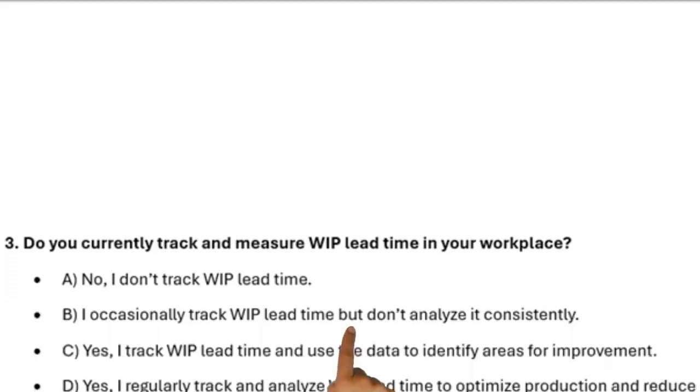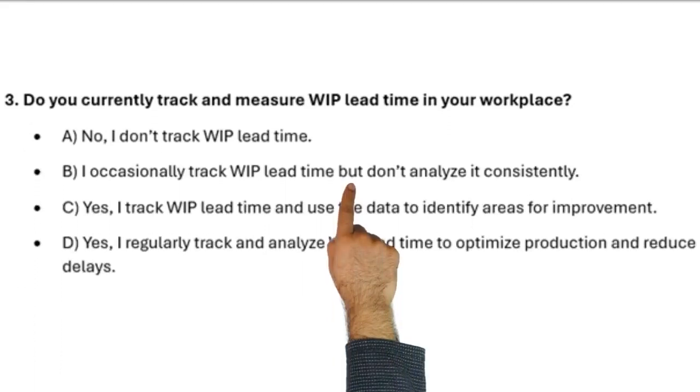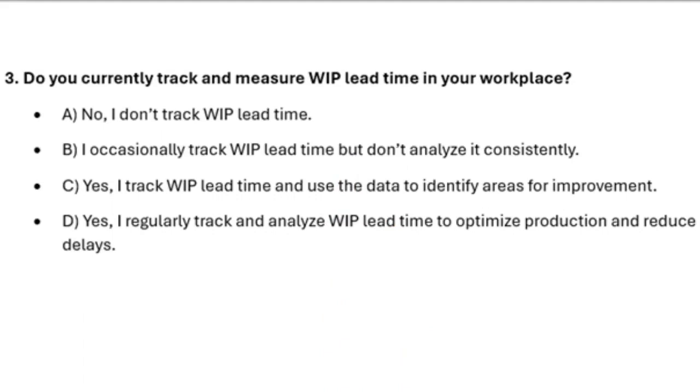3. Do you currently track and measure WIP lead time in your workplace? A. No. I don't track WIP lead time. B. I occasionally track WIP lead time but don't analyze it consistently. C. Yes. I track WIP lead time and use the data to identify areas for improvement. D. Yes. I regularly track and analyze WIP lead time to optimize production and reduce delays.